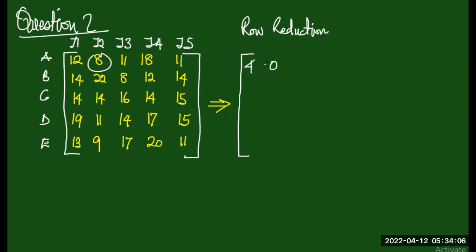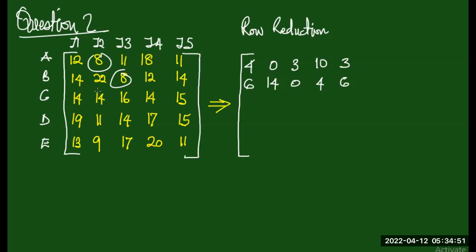8 minus 8, 0. 11 minus 8, 3. 18 minus 8, 10. 11 minus 8, 3. Move on to the next row. The least is 8 again. So 14 minus 8, 6. 22 minus 8, 14. 8 minus 8, 0. 12 minus 8, 4. 14 minus 8, 6.